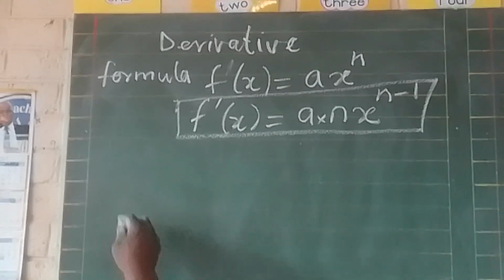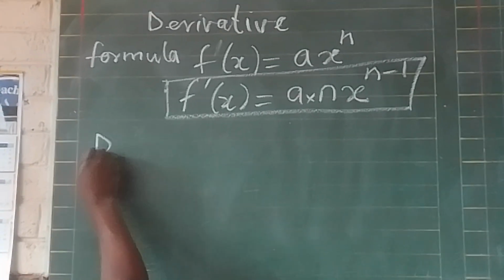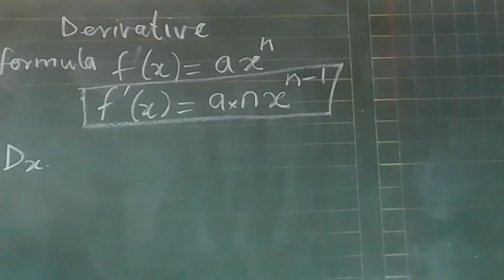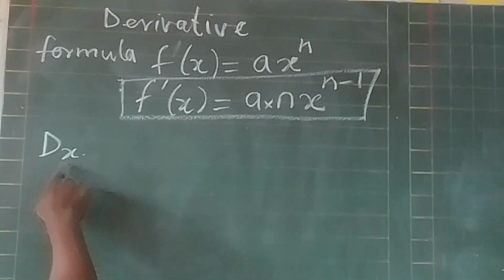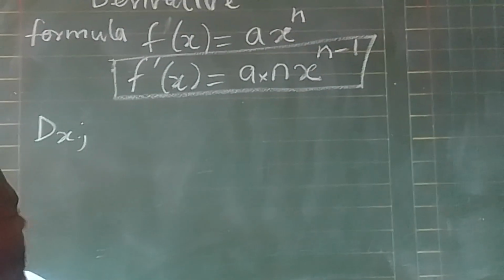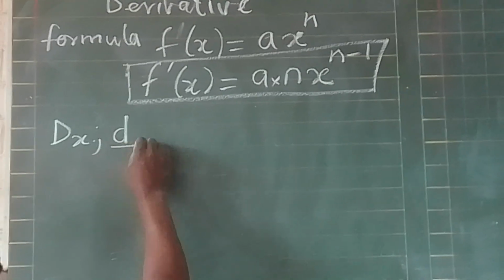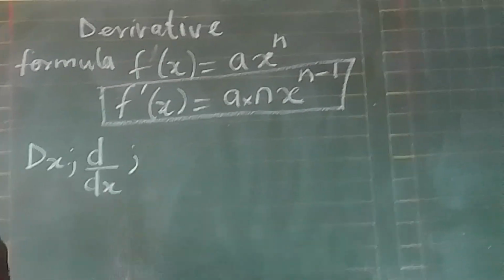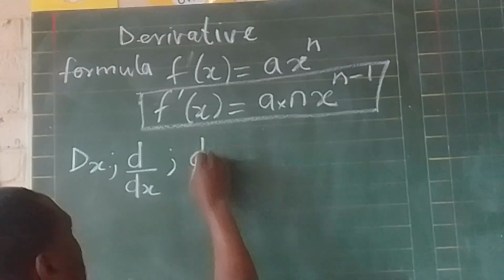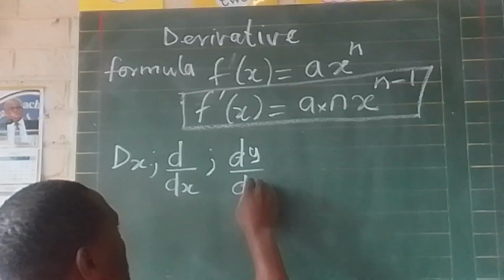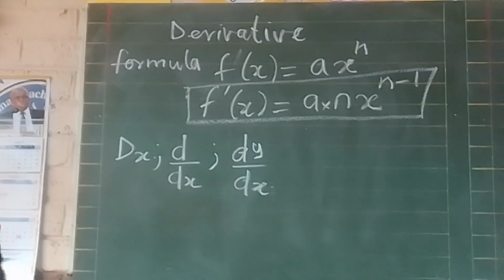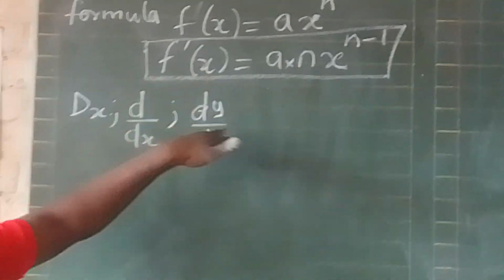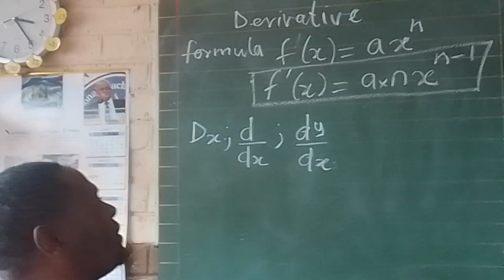Now in the exam, they will give you "find d/dx". d/dx still means the derivative with respect to x. Sometimes they will give you d of dx. It's still the same derivative. Sometimes they will say dy over dx. They still say the same thing: derive the function of y with respect to x.